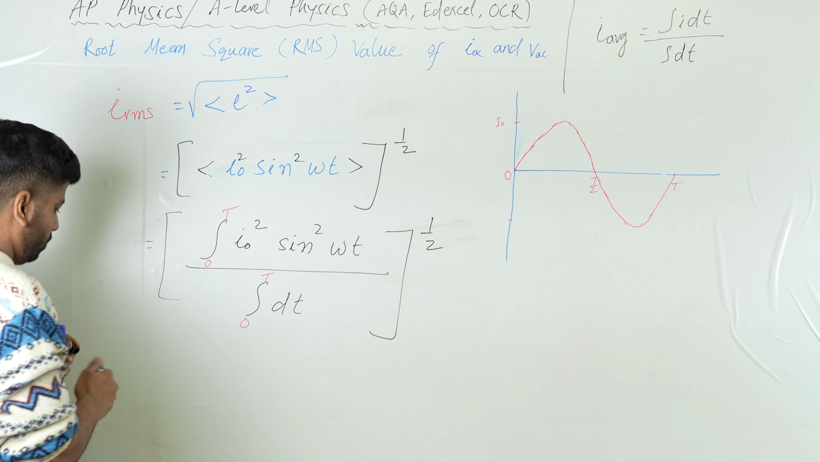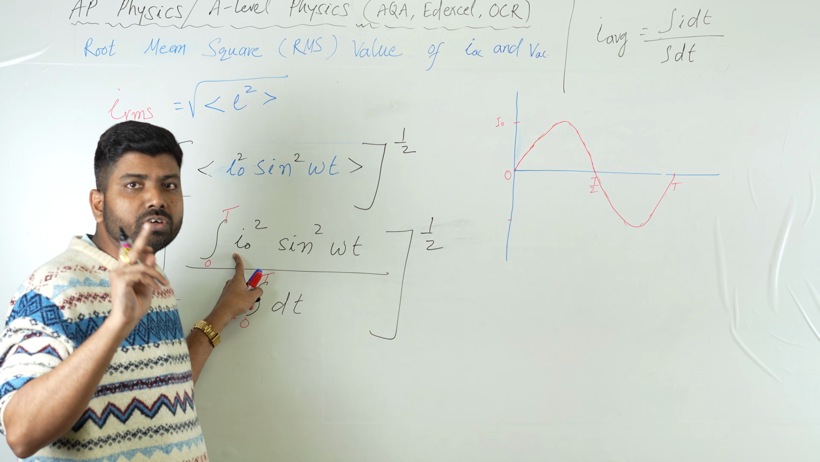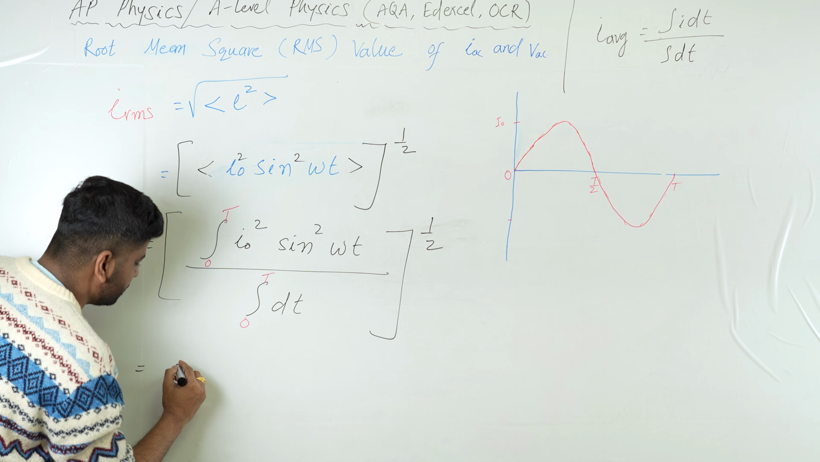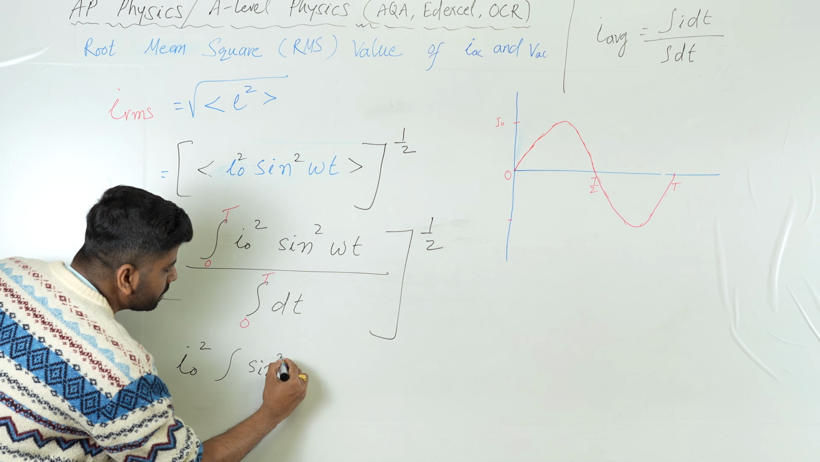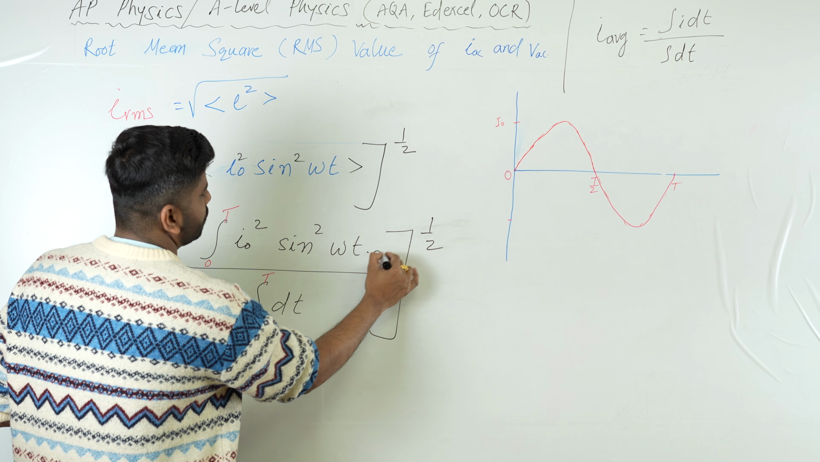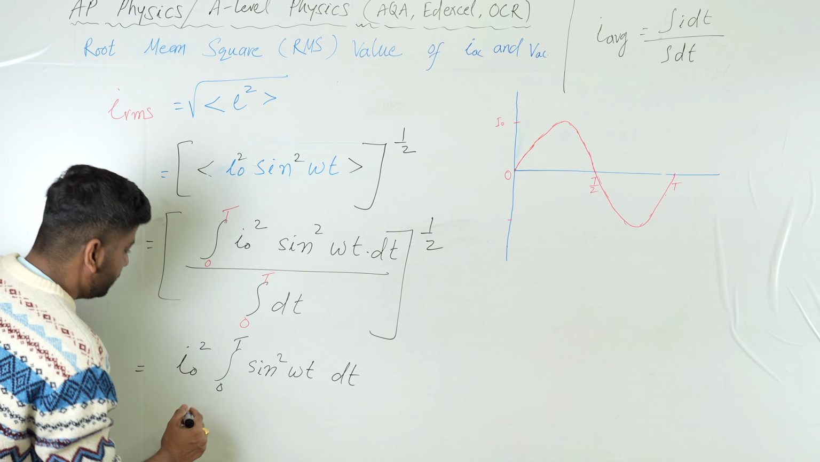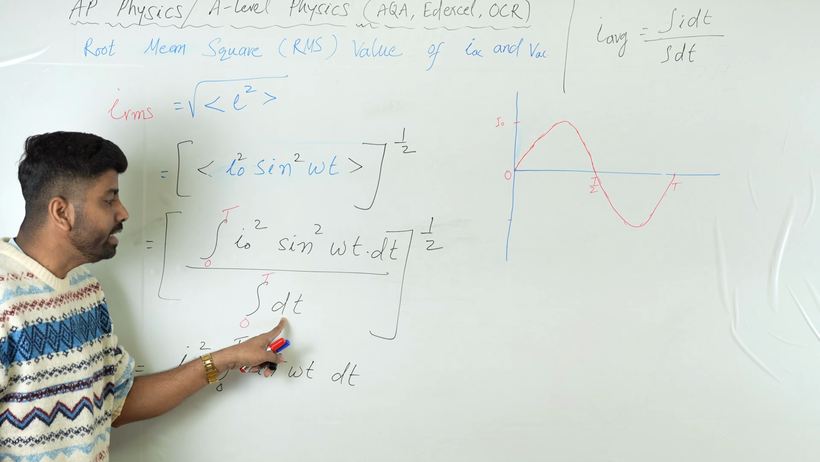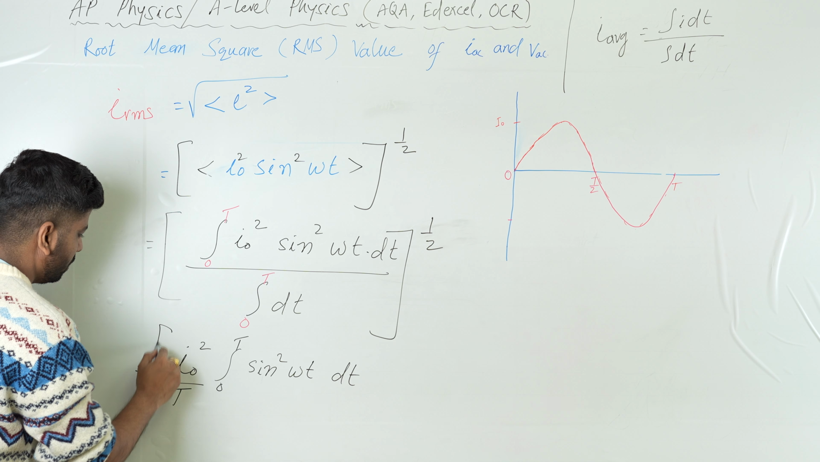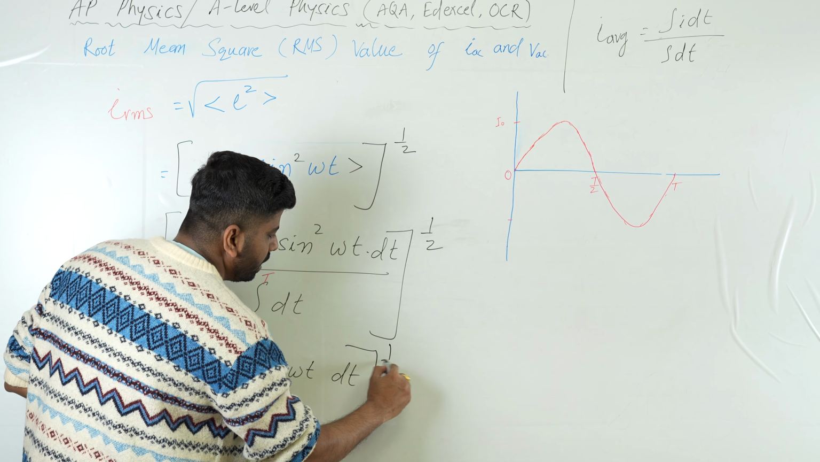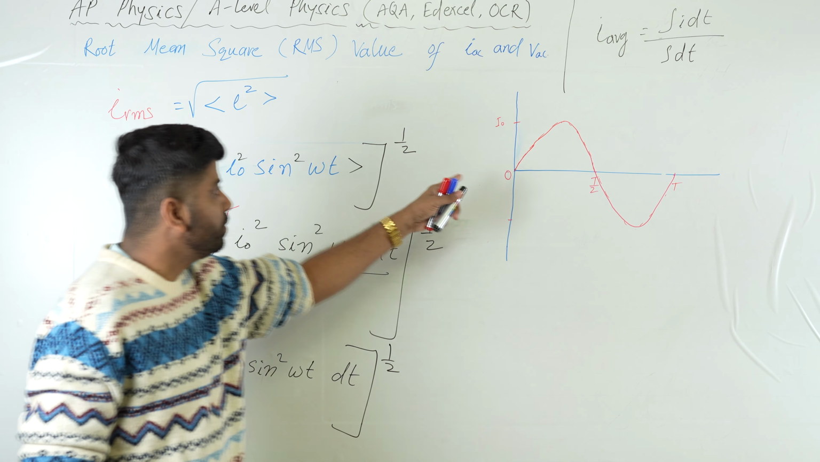Is it clear? In the next step, since I naught is the peak value and a constant, can I bring it outside? Yes. So I can write I naught squared and the integration of sine squared omega t dt, sorry, I forgot dt here, from 0 to T. The integration of dt is directly T, which I can write here, and completely outside is the square root. Is it clear to all? Now I want to erase this one.